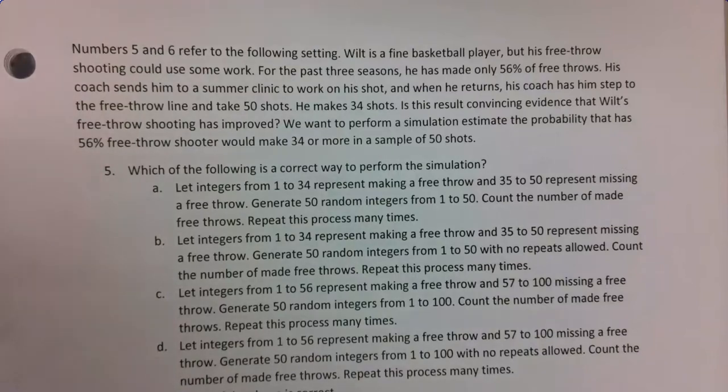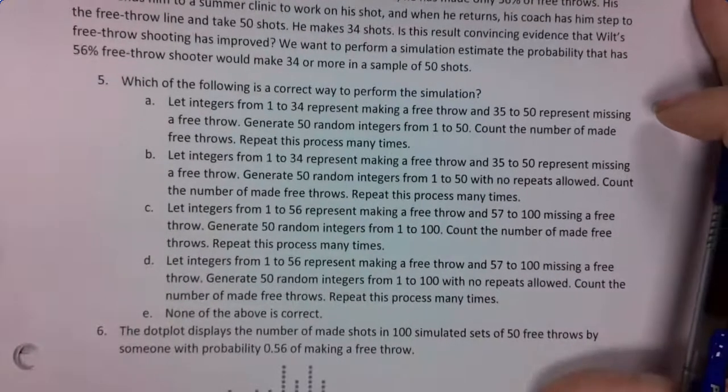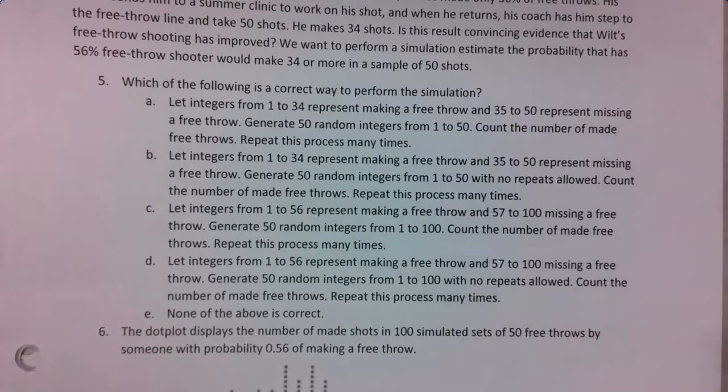We want to perform a simulation to estimate the probability that a 56% free throw shooter would make 34 or more in a sample of 50 shots. So what I'm going to do here is read through each of these ways to perform a simulation and then decide which one is the correct method. And as I'm reading, I'm going to decide whether or not they are the correct choice.